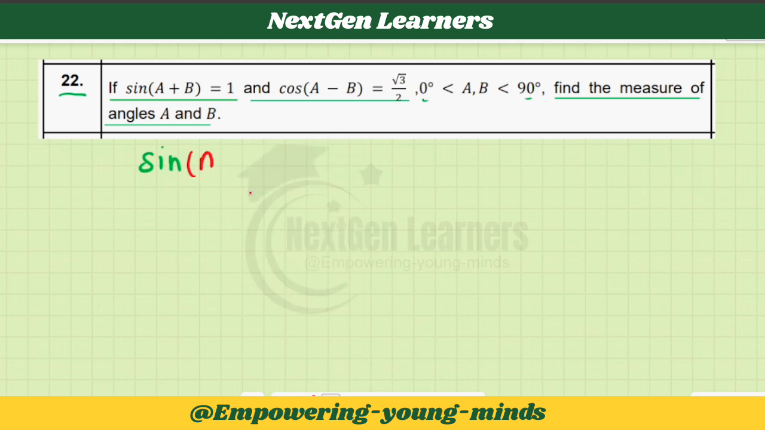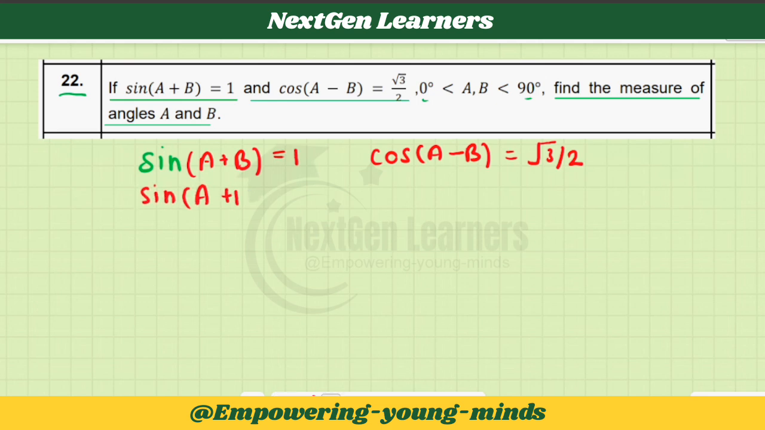One equation is sin(a plus b) is equal to 1, and the other equation given is cos(a minus b) is equal to root 3 upon 2. As we know, 1 is the value of sin 90 degree. So instead of 1 we can write sin 90 degree, because the value of sin 90 is 1. So sin and sin cancel, and a plus b will be equal to 90 degree.